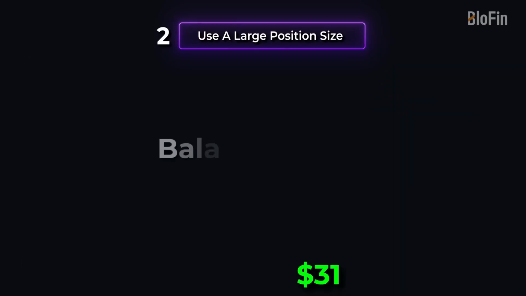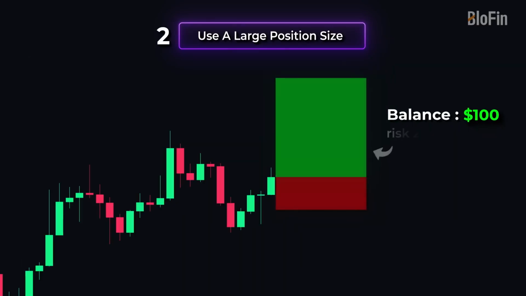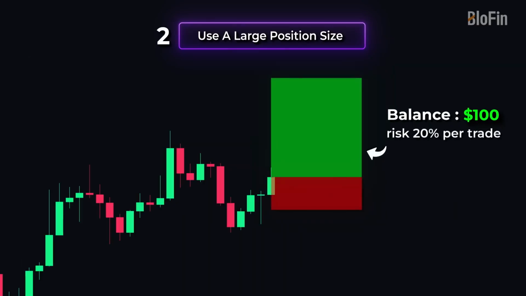So here's what I did with my $100 account. For every trade, I risk 20% of my balance. That means that if a trade hits a stop loss, I would lose 20%, which in this example is equal to $20. However, because I also followed rule number 1, which is only taking trades with at least a 1 to 3 risk to reward, that meant I could make 60% back, or $60, from just one winning trade. So one winning trade is enough to cover 3 of my losses.